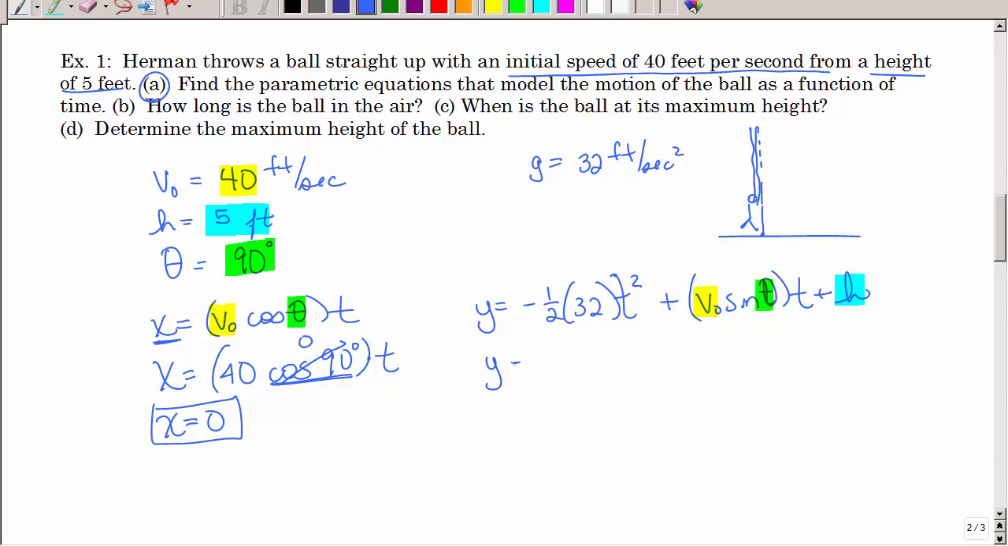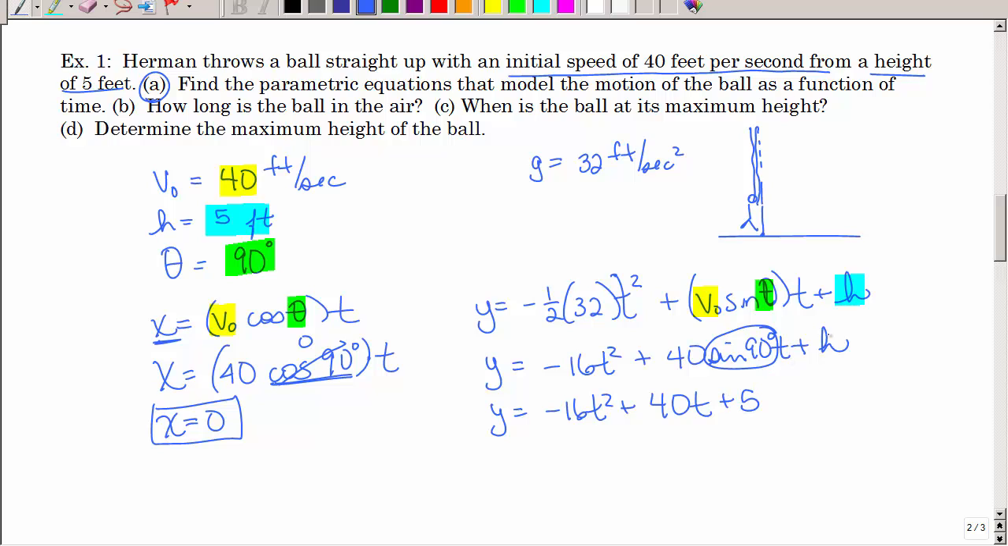Let's look over here. Let's simplify this a little bit. We have negative 16t squared plus 40 times the sine of 90 degrees times t plus h. Now what's the sine of 90 degrees? It's 1. Oops, and I left out my t right there. And h is 5. So part A, find the parametric equations that model the motion of the ball as a function of time. I've got that.